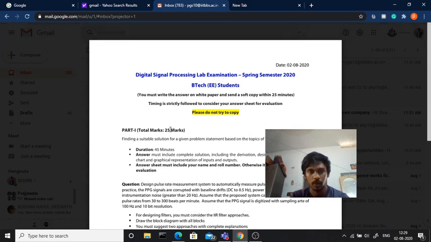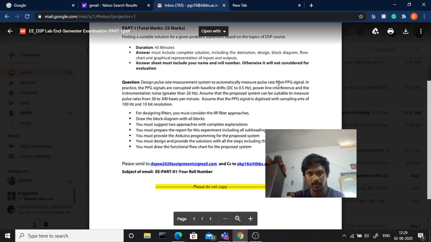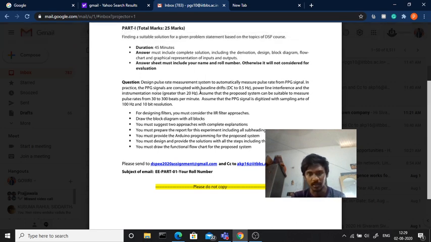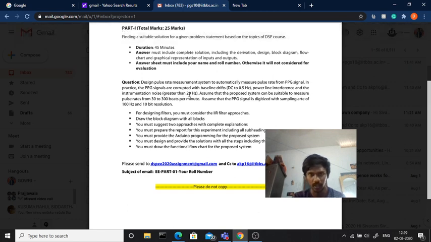So now I'm going to talk about the DSP laboratory examination problem statement. The problem statement given here is to design a pulse rate measurement system that will automatically measure the pulse rate from the PPG signal. And the catch here is that the PPG signal given has corrupted baseline frequencies of DC up to 0.5 Hz, and also the power line interference of the instruments, which is greater than 20 Hz. All these are the noises that are present in the PPG signal. We need to calculate the pulse rate from the PPG signal that has been given to us.